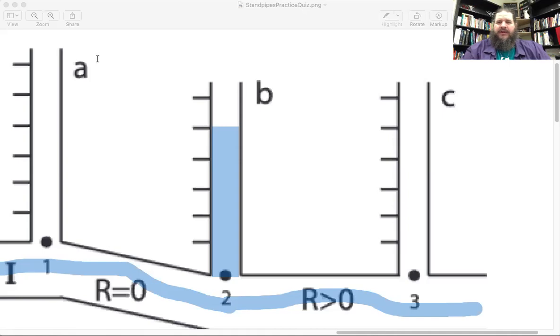If we wanted to set up a Bernoulli equation, what would be 2 useful locations to compare within this standpipe, ignoring everything else around it? Because remember, the Bernoulli equation is all about comparing 2 points. Yeah, let's say this point where it's open to the atmosphere and the location at the bottom. Let's just say top and point 2, since it's already labeled 2. So if we compare the location at the top and the location at the bottom, location 2, is there anything we know for sure about either one of those points?